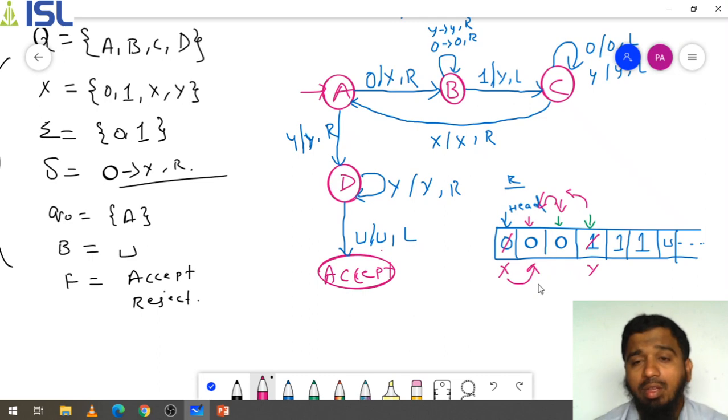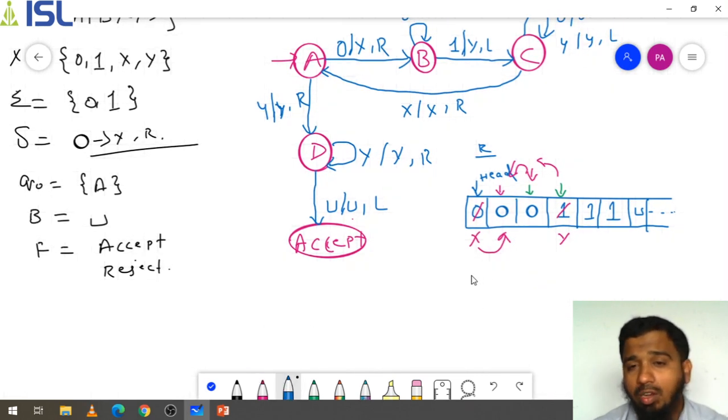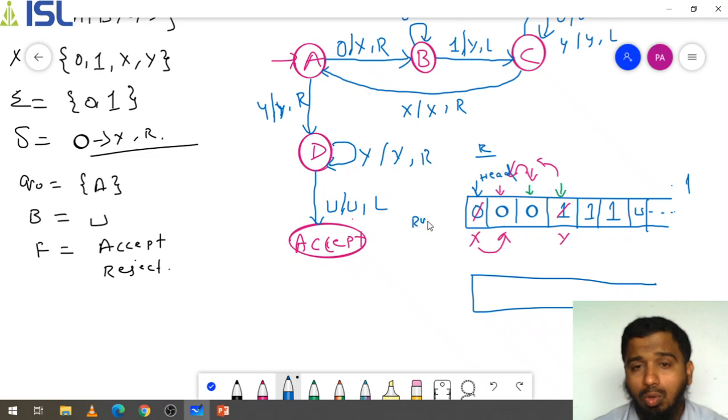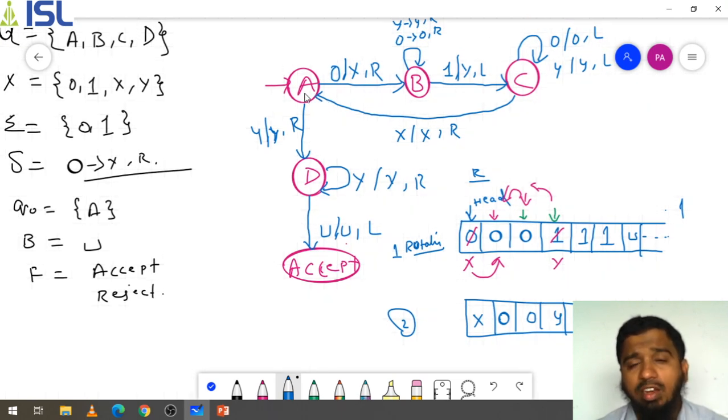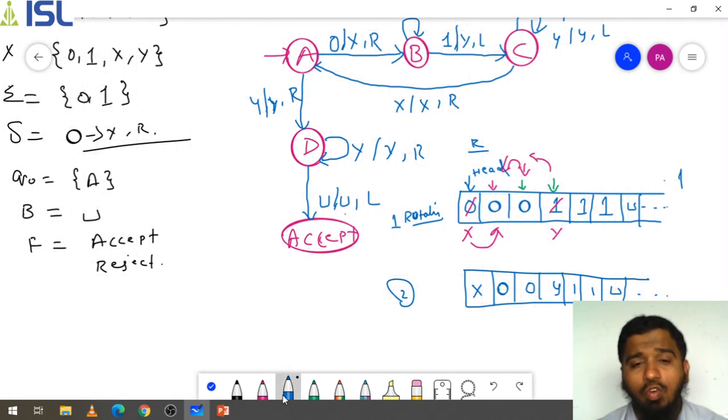Otherwise, I will do one thing. Now, I will draw another tape and continue the same process, otherwise you will get confused. This is, we can say, one rotation. One. Now second. In the second one, what is the value here? X, and what is the value here? 0, 0, y, 1, 1, and blank, and so on. Okay. So, when we go from here to here and again reach A, till that we got this answer. Now, we will perform the operation on this.